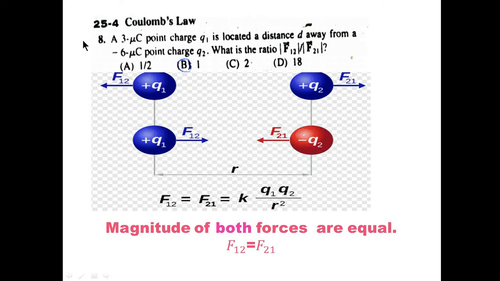Next MCQ is MCQ number 8. A 3 microcoulomb point charge Q1 is located at distance d away from a -6 microcoulomb point charge Q2. What is the ratio of F1 to F2?